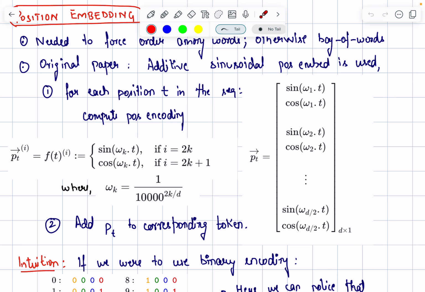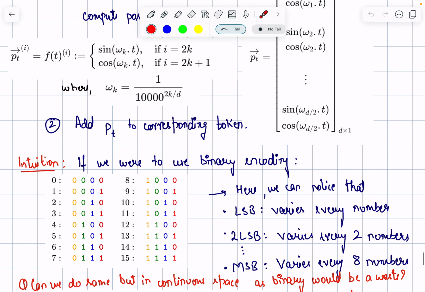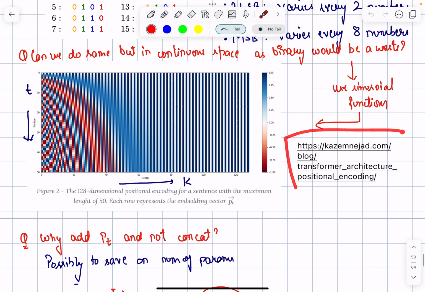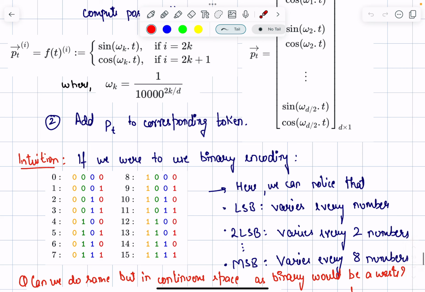Okay, so this is exactly what we are doing, but why do we do this? Why don't we do something else? And where did these sine and cosine values come into the picture, and why is this a good positional embedding? To gain some intuition, I was reading a blog. You can access the blog from here. I'll add the link in the description also.